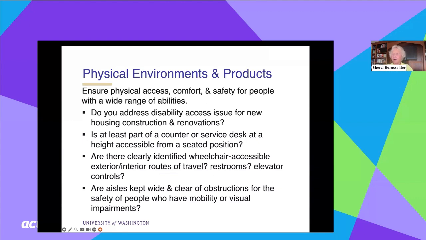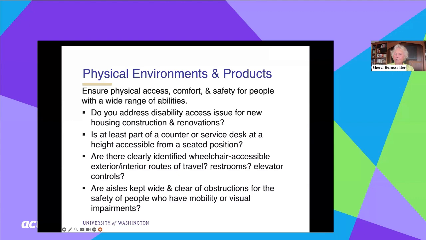And then you look at your physical environment, of course, and the products in there. Do you address disability access issues for new housing construction and renovations? Some things that our students have come up with, one of them in one facility, they put the button for opening the door too close to the door. And so he says, well, now if I push this button to open the door, I have to quickly roll back in my wheelchair or it's going to hit me. Things like that. And it helps to have people with disabilities involved in that.